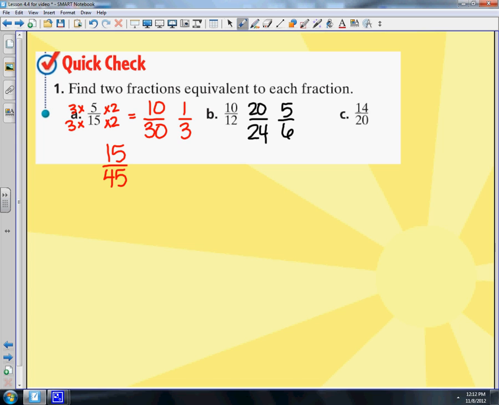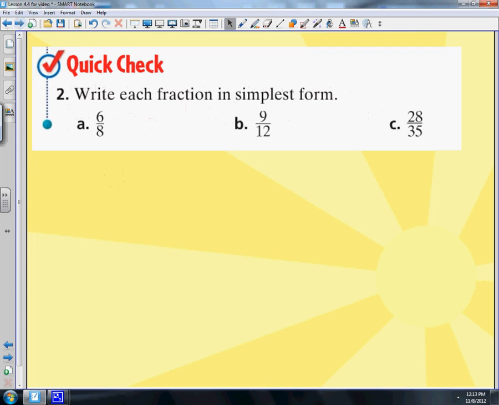This next one, 28/40 or 7/10. It just asks you to write 2. And your 2 might be different than my 2, and that's totally fine because there are hundreds of equivalent fractions. Now, this says write each fraction in simplest form. So, try these 3 problems, and then we will go over them.